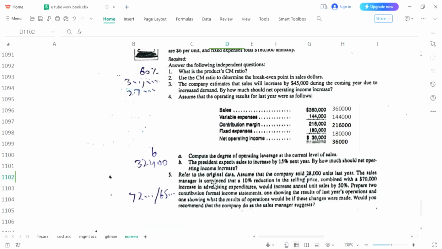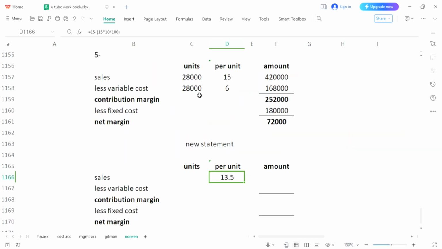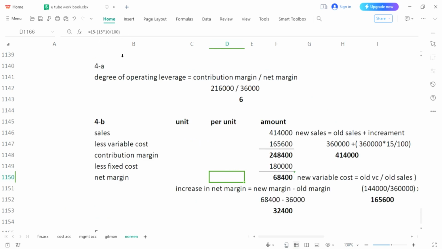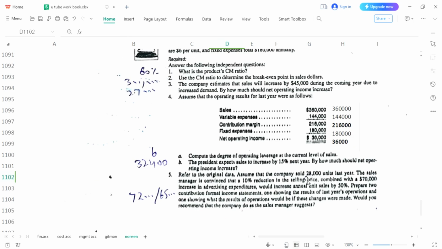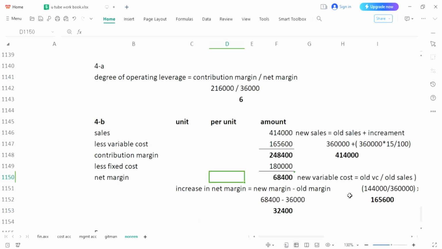Come over here. The sales manager is convinced of a 10% reduction in selling price. So you can see over here, 15 was the original price and 10% was reduced. The first element has been put. Now see what is next: combined with a 70,000 increase in advertising expenditure. Advertising means no matter how many units you sell, this payment would be fixed. So 70,000, as it is not concerned with per unit. He wants us to increase our fixed expenses by 70,000.